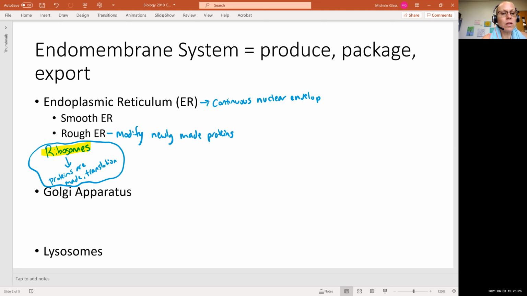The smooth ER is making a bunch of stuff. So smooth ER is going to be making phospholipids, so it's going to be a key player in the construction of membranes. It's going to be making steroids, such as estrogens and testosterone. So you'd expect to see a lot of smooth ER in gonads, gonad cells.